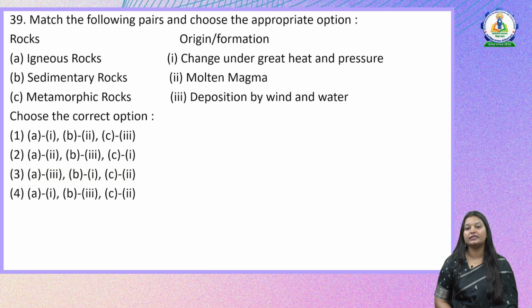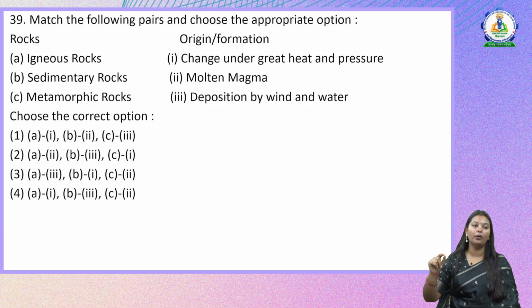Match the following pairs and choose the appropriate option. So we have different kinds of rocks in front of us and we need to tell how they have originated or how they get formed. So the first one is igneous rocks, sedimentary rocks and metamorphic rocks. We have also discussed rock cycle in our previous year question discussions. So rocks, this particular concept also becomes important for CTET exam. So let us now see the origin or formation. Change under great heat and pressure, molten magma, deposition by wind and water.